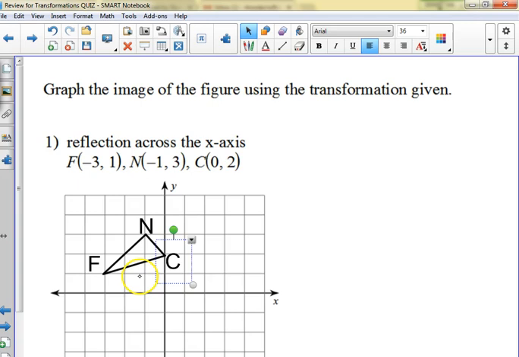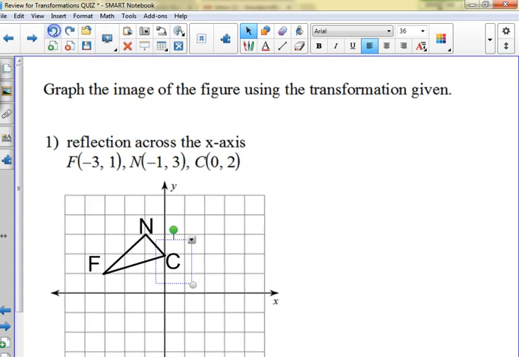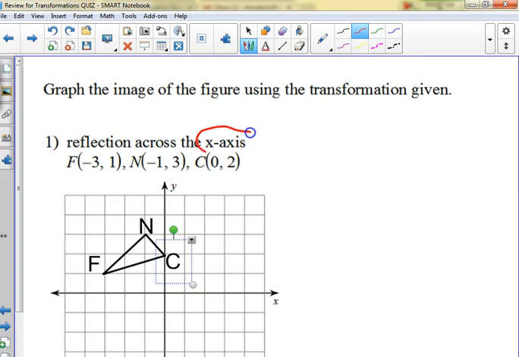Some of the ones on the quiz are already drawn for you. Some you have to graph both the pre-image and the image. So this notation FNC is the pre-image before we do anything. If we reflect across the x-axis, the rule is that we change the sign on the y coordinate.